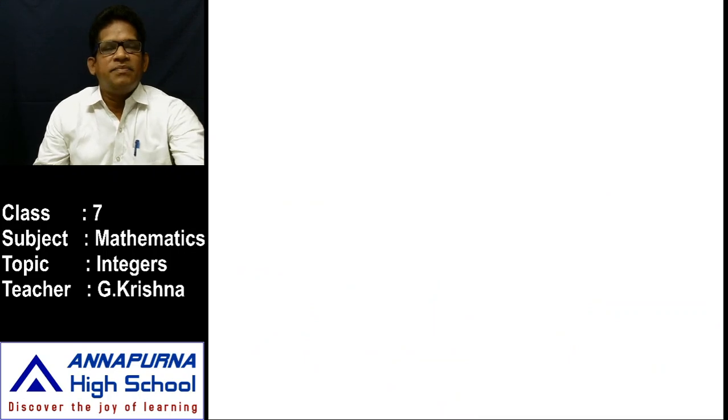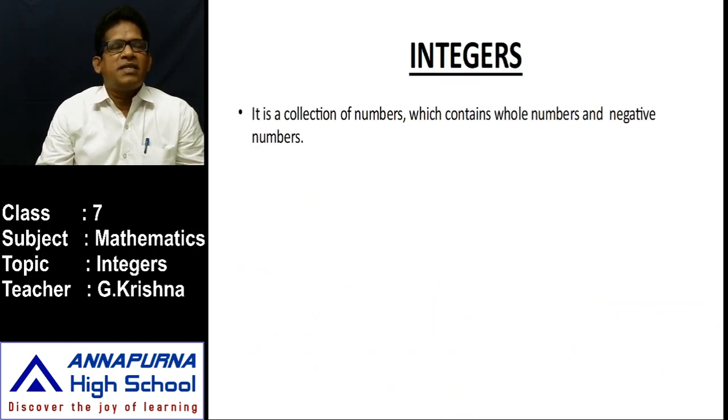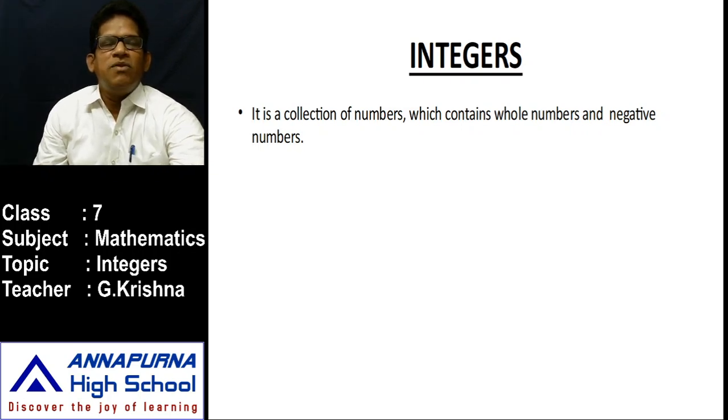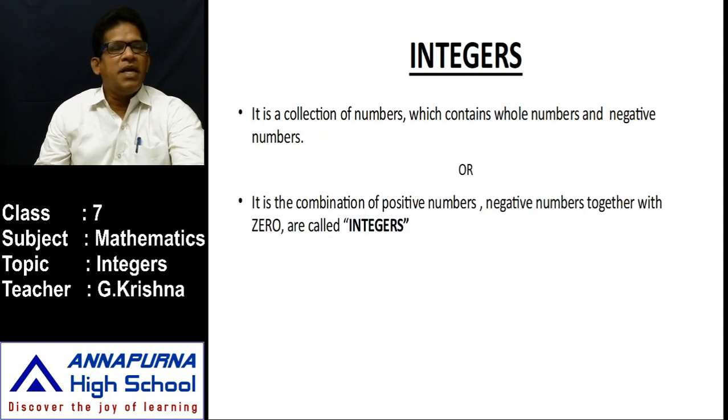Now next, integers. Integers are a bigger collection of numbers which contains whole numbers and negative numbers. Already we explained and you learned in 6th class. Or it is the combination of positive numbers and negative numbers together with 0, which are called integers.